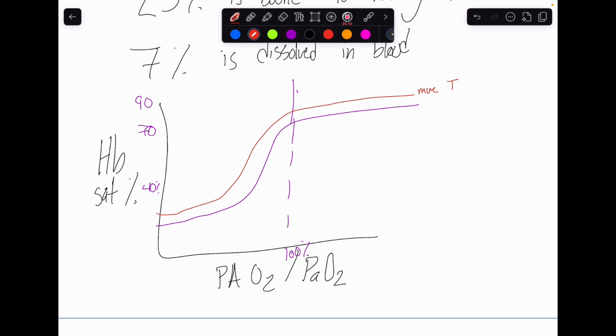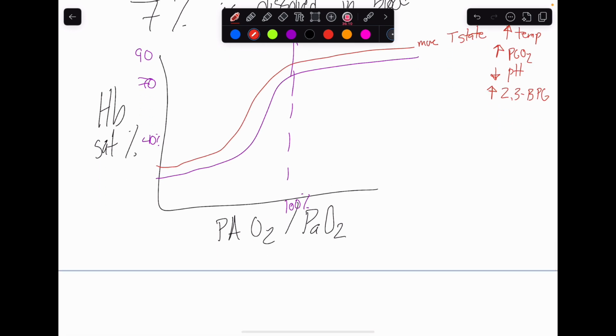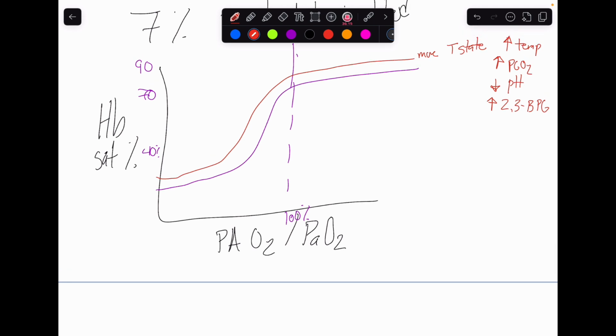So an example would be increasing temp, increasing PCO2, decreasing our pH, and then increasing this molecule called 2,3-BPG. That is what, in left shift, is inhibiting O2 unloading. So I have everything backwards. That is so awkward. So increasing pH, decreasing 2,3-BPG, decreasing PCO2, and decreasing temperature.